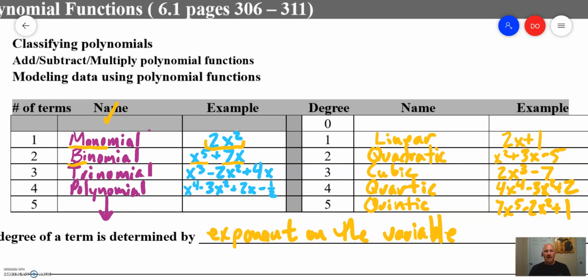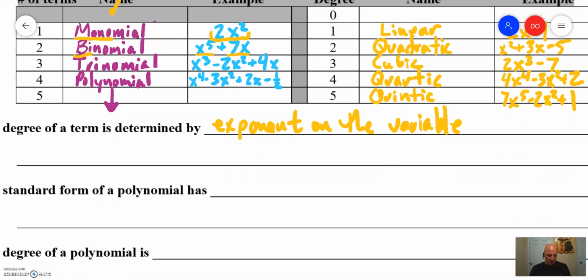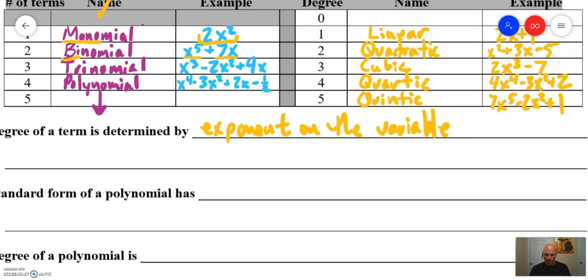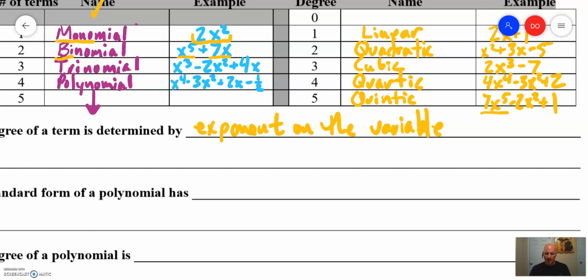So every time we classify a polynomial, we're going to use one word from this first column that is based off of the number of terms, and then one word from the second column that's based off of the degree. Other things that we're going to see, this terminology of standard form of a polynomial. That just means when you write a polynomial, you always write highest degree to lowest degree on the terms. For example, over here I had 7x to the 5th. That was to the 5th degree. And then I had 2x squared. The exponent was 2, so that was to the 2nd degree.